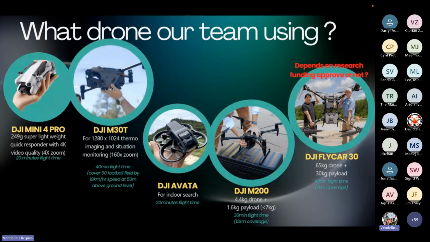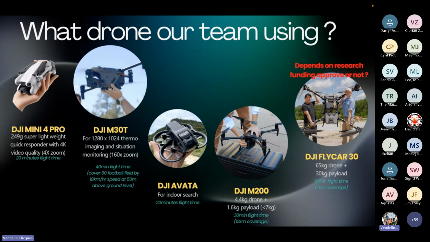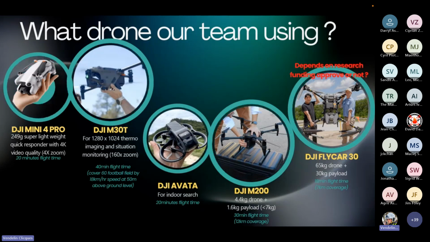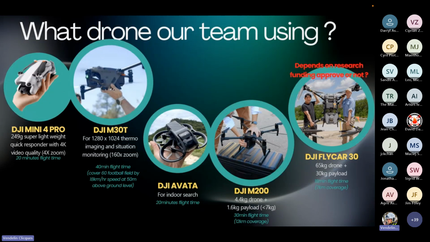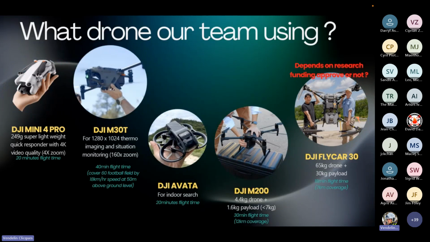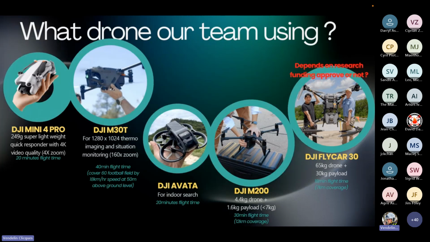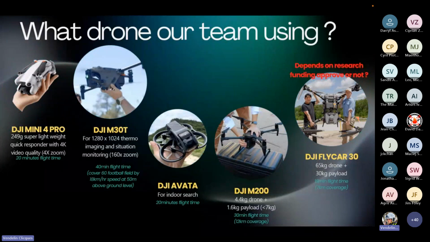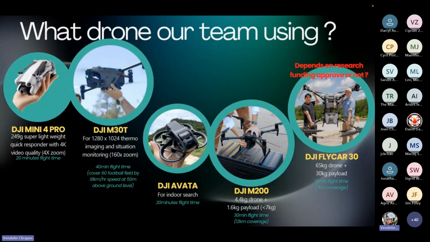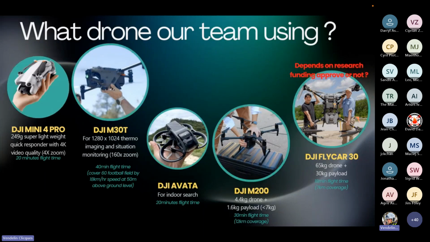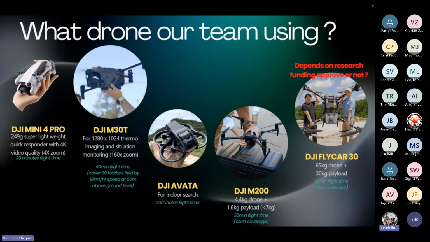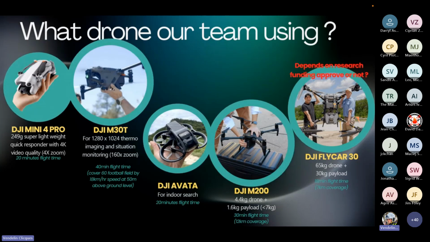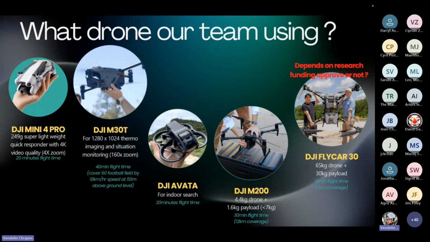So what drones is the team using? We are using drones as light as we can. The first, of course, you're all familiar with the Mini 4 Pro. This is a super good drone, but the only pain point is it can't be programmed. If your team wants to use a computer or third-party apps to program the drone, then you have to downgrade and buy the Mini 3 instead of the Mini 4, because the SDK is still not available.